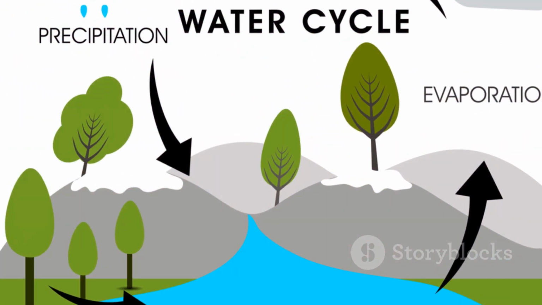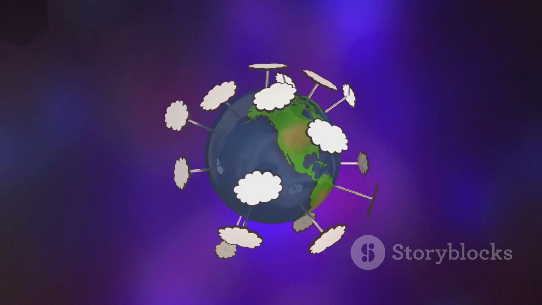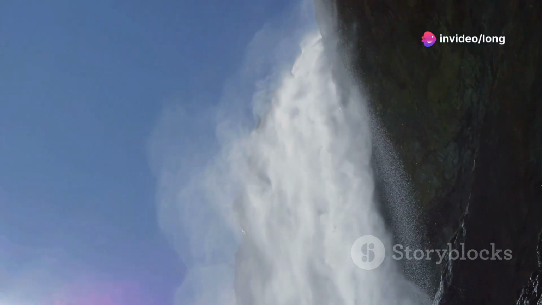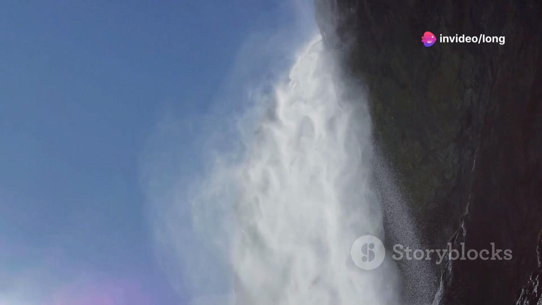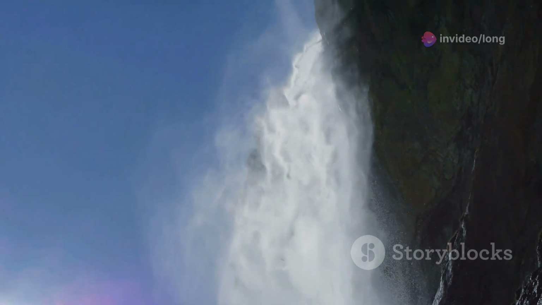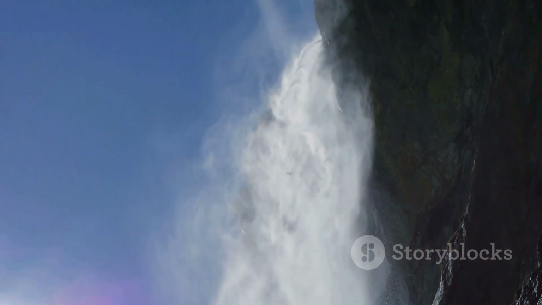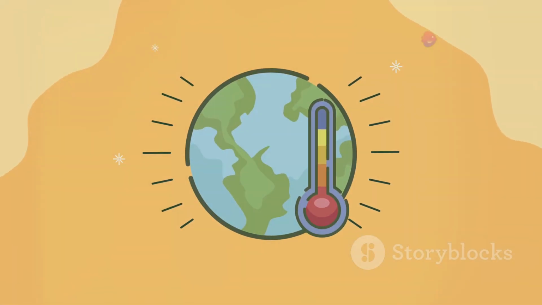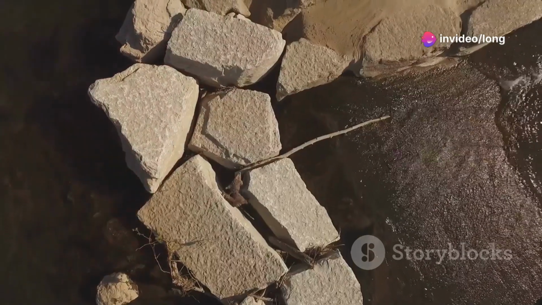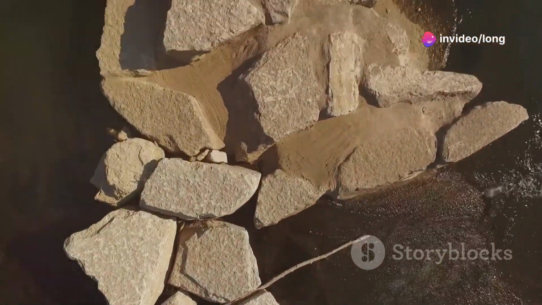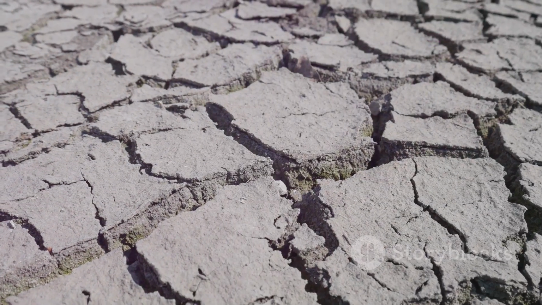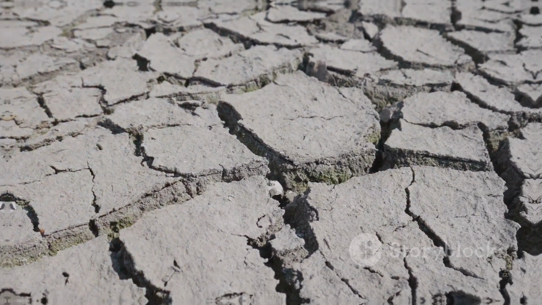Section 10. The importance of the water cycle. The water cycle is incredibly important for life on Earth. The water cycle provides a constant supply of fresh water, which is essential for all living things, from tiny insects to giant whales. The water cycle helps regulate Earth's temperature, distributing heat around the globe. It also plays a crucial role in shaping Earth's landscape, carving out valleys, forming rivers, and creating canyons. Without the water cycle, our planet would be a very different place.